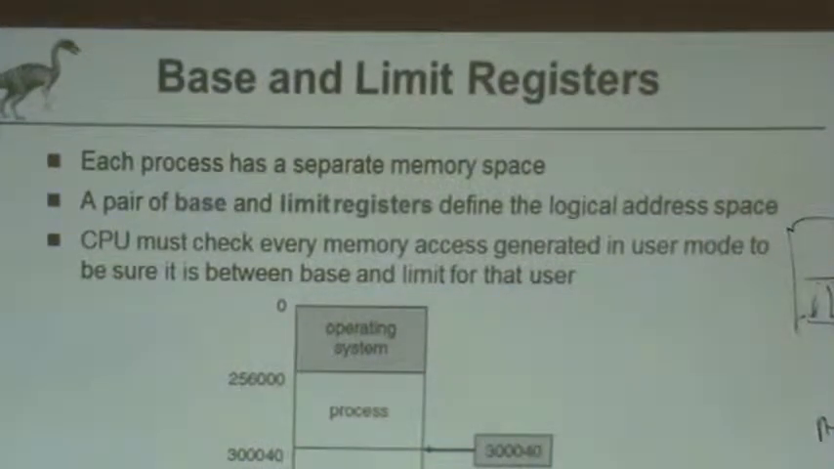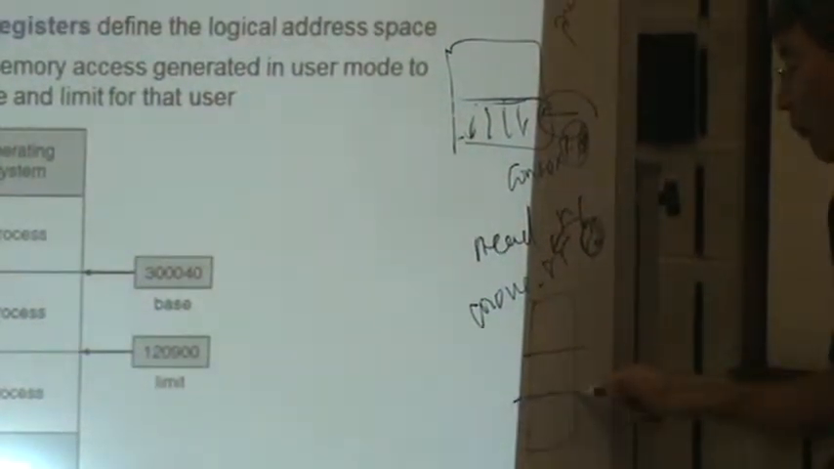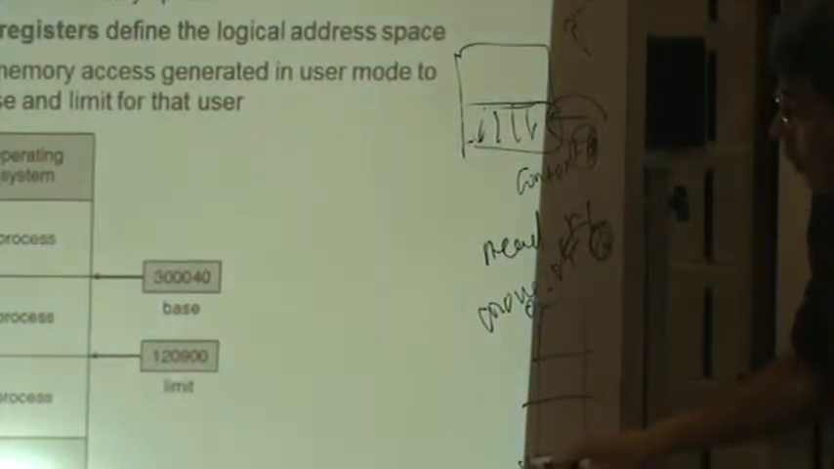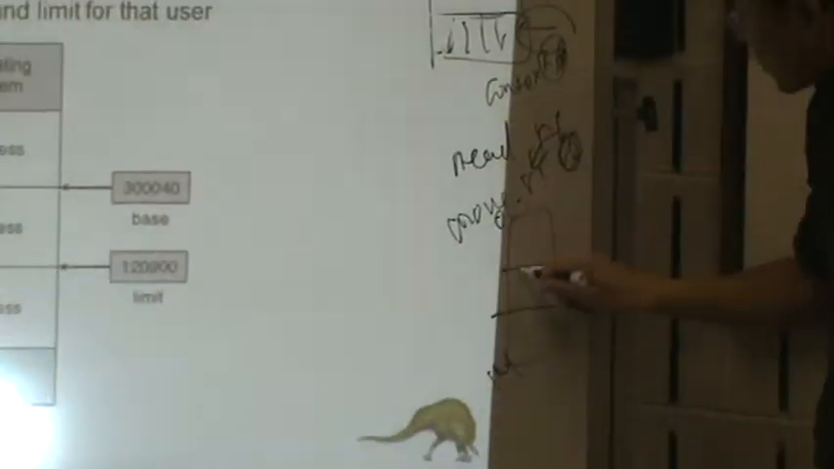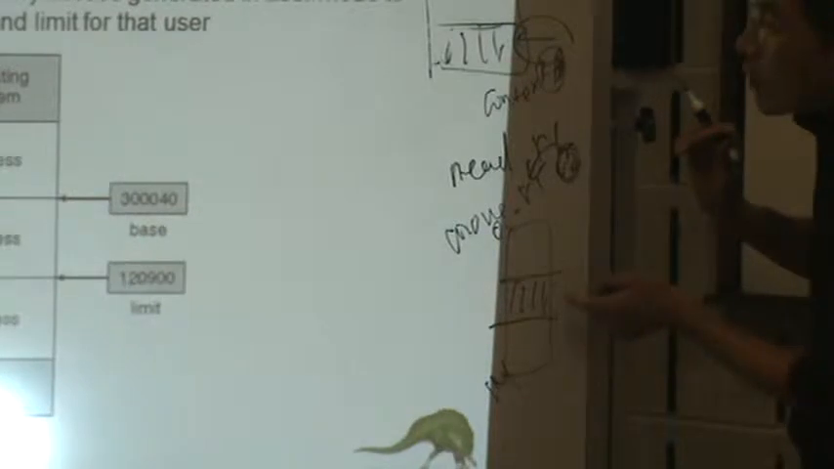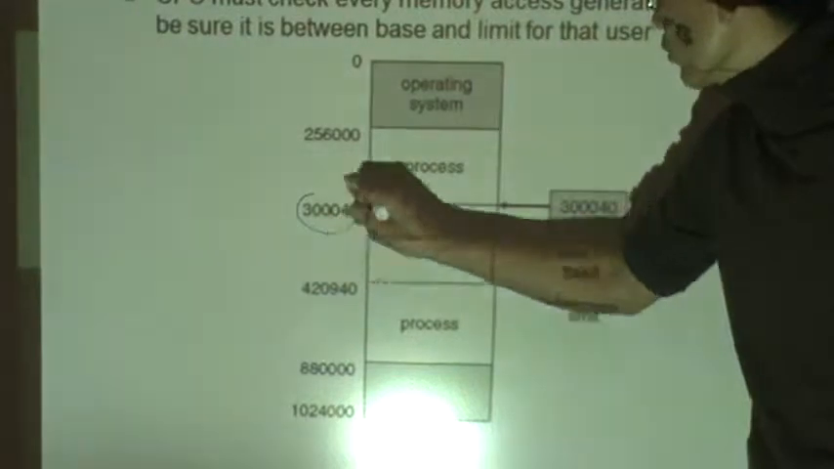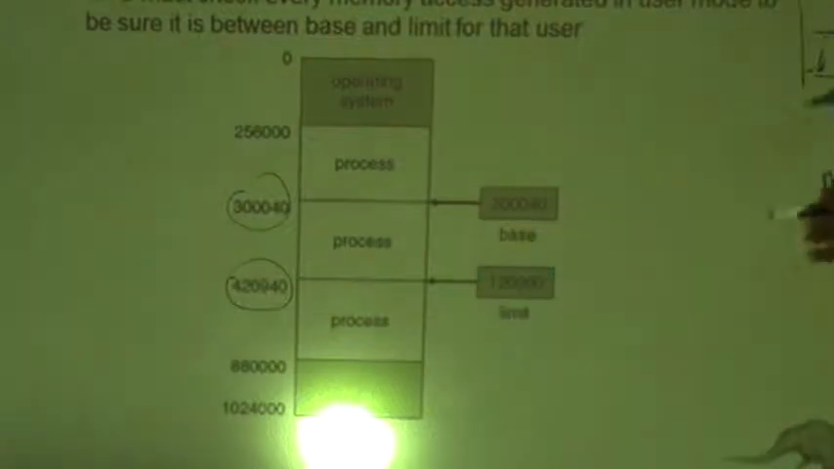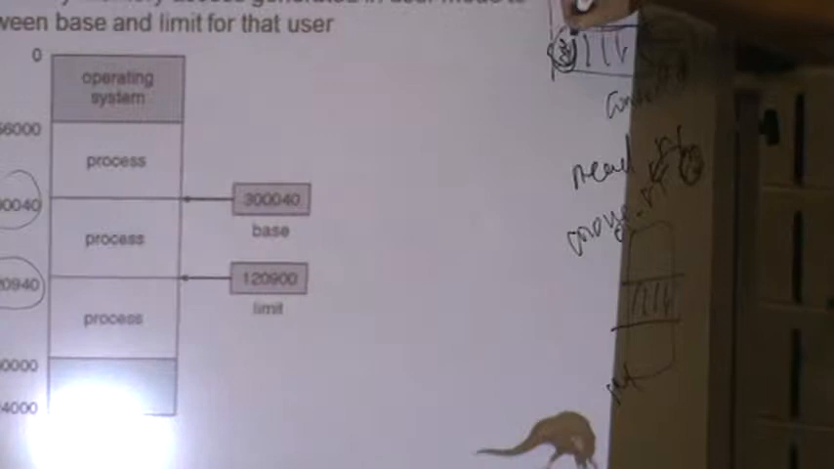First, the CPU should know where process A is located in the memory. Okay, let's say this is a memory of 1 megabyte in size. So this process A is loaded into this area. Let's say that is from 300K to 400K. So after the context switch, the CPU has the base register.